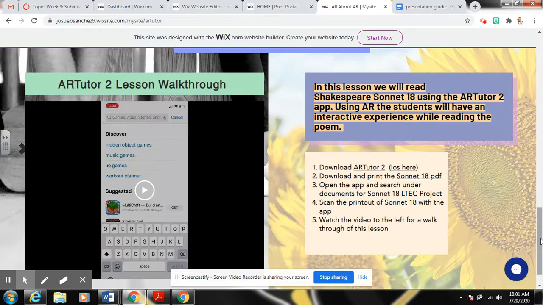As long as they have access to their smartphone device and a PDF or a printout of this, they could have a lesson experience without actually having a teacher. That's why it's called a tutor. So this is a really interesting use of the AR applications.